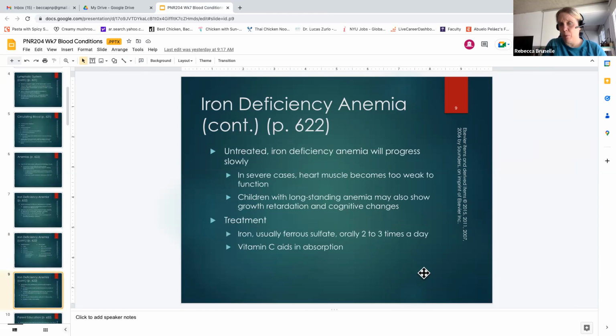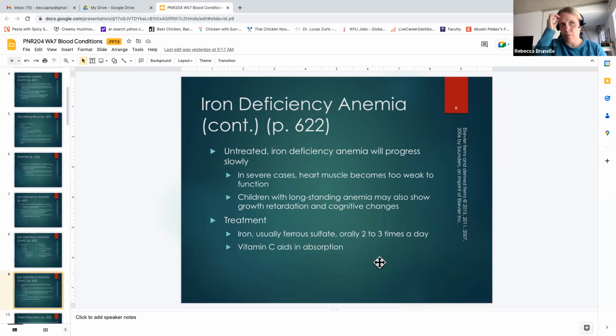We briefly mentioned this, that if you don't treat iron deficiency anemia, it progresses over time. At first, you might not feel that bad, but you just consistently feel worse and worse. Over time you get weaker and weaker, and you can end up with slow growth, problems with mental cognition, congestive heart failure. The good news is it's pretty easy to treat.